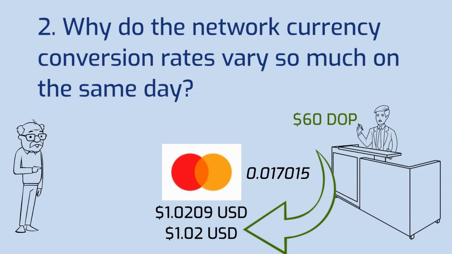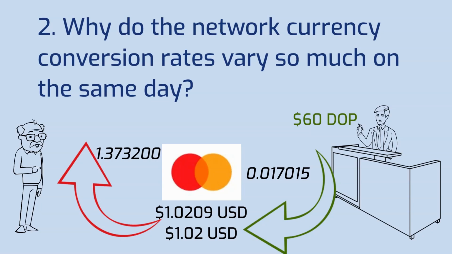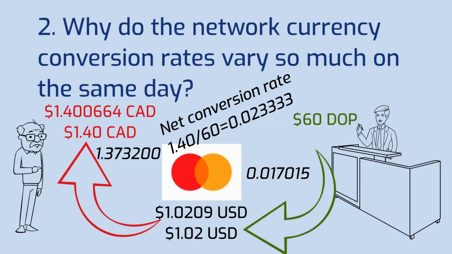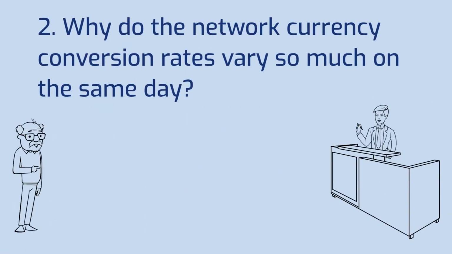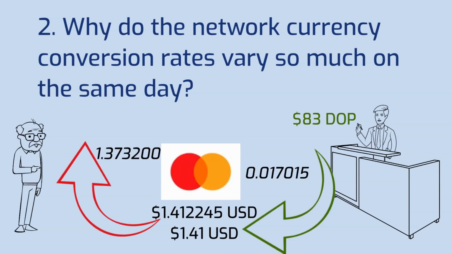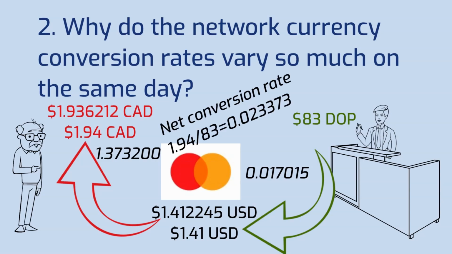The network then converts the $1.02 USD to Canadian dollars at a rate of 1.373200 for a Canadian amount of 1.400664. This rounds to $1.40 Canadian. The network then calculates a net currency conversion rate by dividing the $1.40 Canadian by the 60 Dominican pesos. This gives a net exchange rate of 0.023333. Say I go to another merchant on the same day and purchase something for 83 Dominican pesos. We do the same math through base currency to Canadian dollars, and the net currency conversion rate comes out at 0.023373.